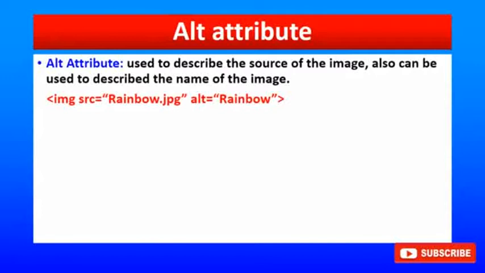Now what should be written here against alt? Against alt you can either write the name of the image, as we have given here in the example, or you can also write the complete path, that is, the complete source of the image along with the name. Both the things could be written here. And it is always advisable to define this attribute, that is, the alt attribute should always be defined as it describes the image.